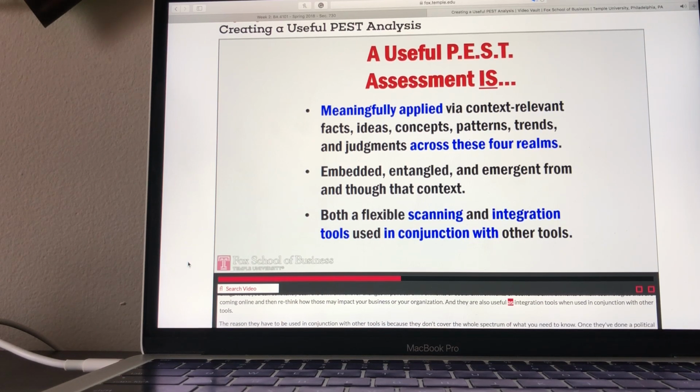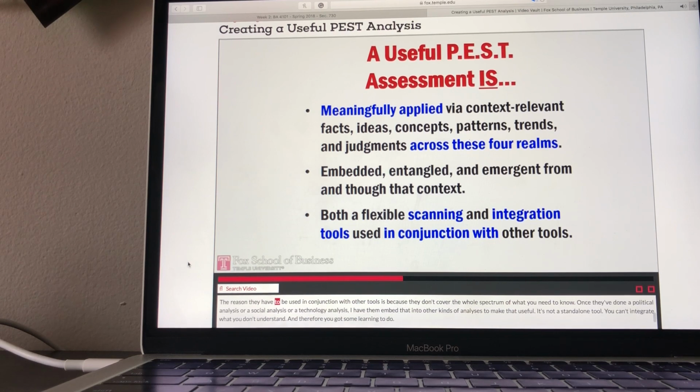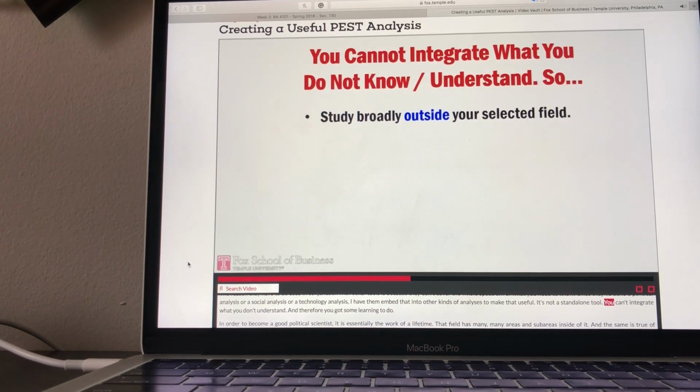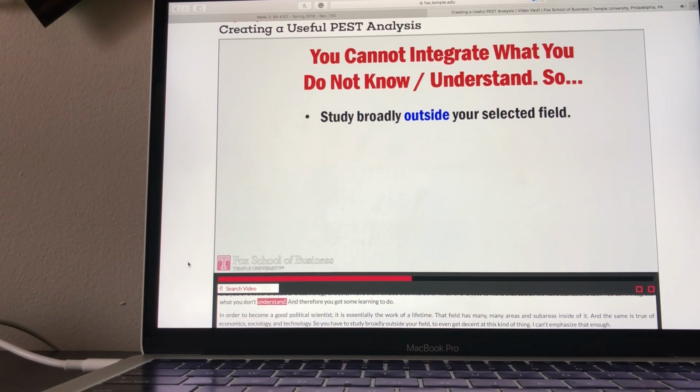And they're also useful as integration tools when used in conjunction with other tools. The reason they have to be used in conjunction with other tools is because they don't cover the whole spectrum of what you need to know. Once I've done a political analysis or a social analysis or a technology analysis, I have to then embed that into other kinds of analyses to make that useful. It's not a standalone tool.